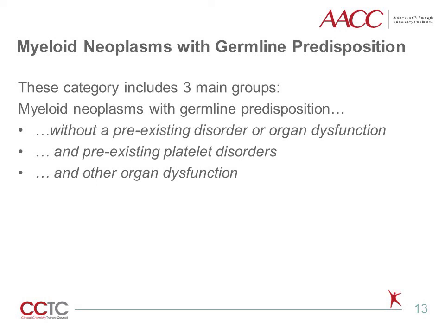These include myeloid neoplasms with germline RUNX1, ANKRD26, and ETV6 mutations. And third is myeloid neoplasms with germline predisposition and other organ dysfunction, which include a mix of marrow failure syndromes, mutations, and importantly, myeloid neoplasms associated with Down syndrome. This last entity will be discussed in a separate pearl.